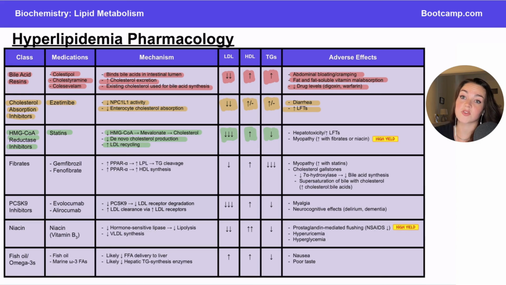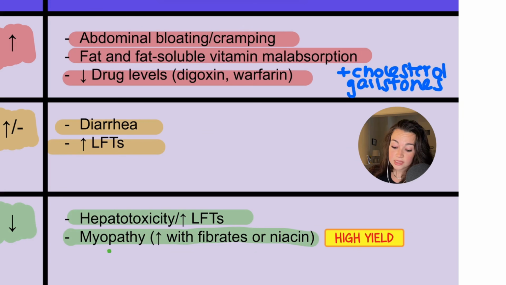Now, the adverse effects for statins are very high yield because statins are very high yield drugs. The first adverse effect to keep in mind is hepatotoxicity, and this might manifest itself as an elevation in liver function tests. And then the major high yield side effect to know is myopathy, and this is made even worse when you combine these drugs with fibrates or niacin, which are two other drug classes we'll talk about further down the line. And this statin-induced myopathy is not something to mess around with.